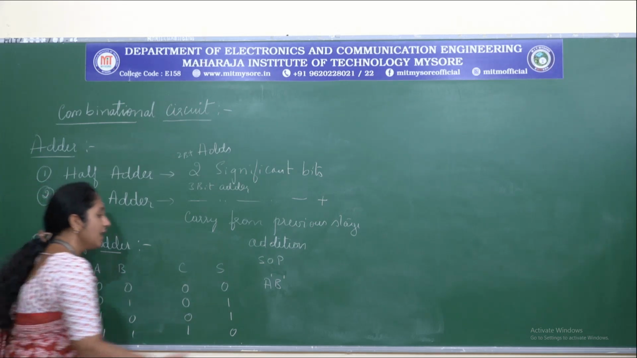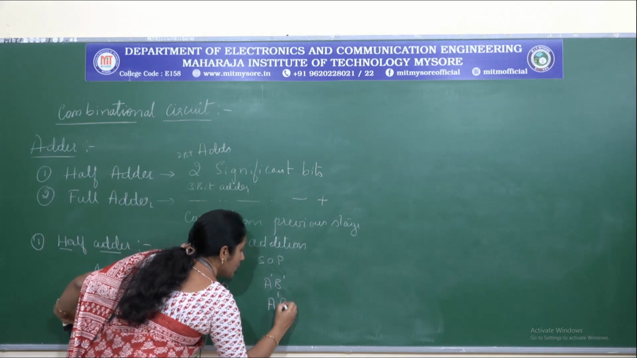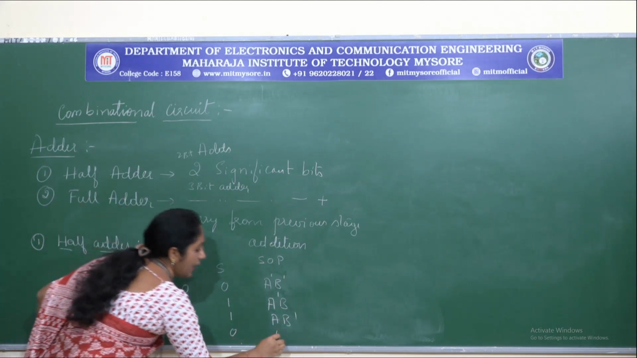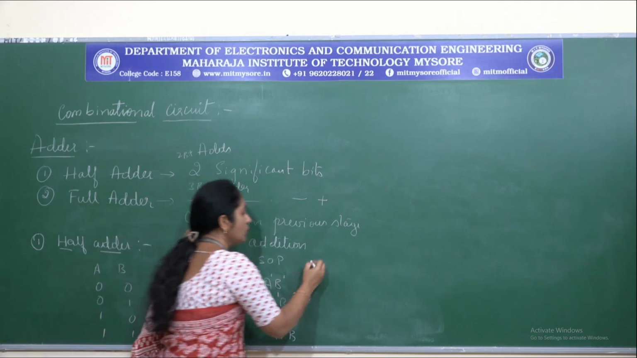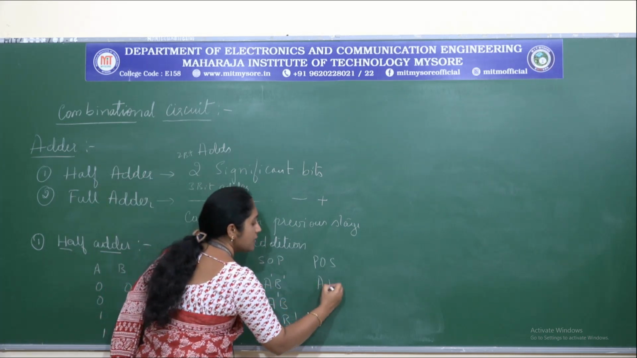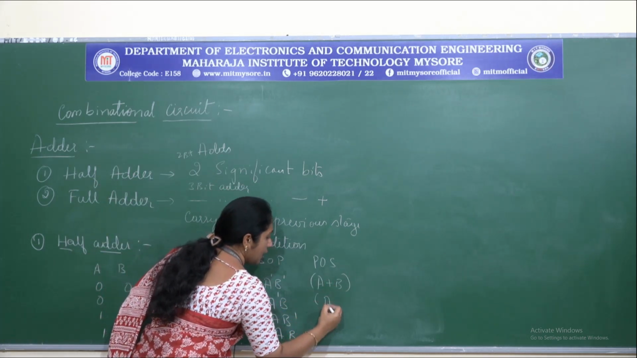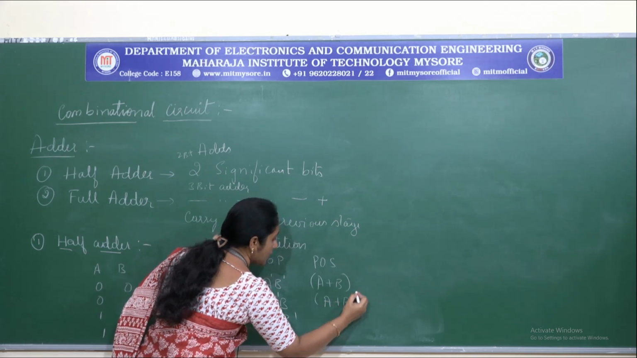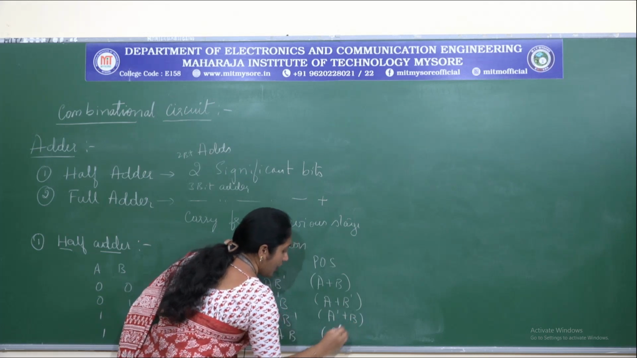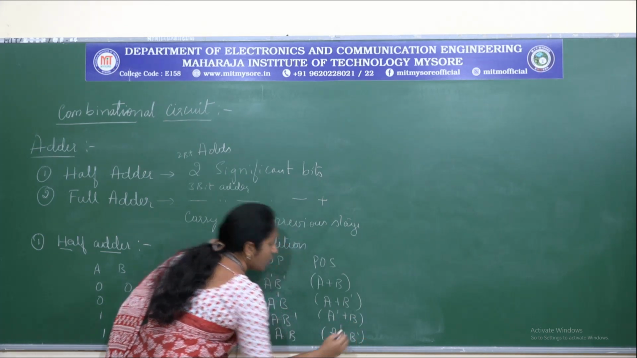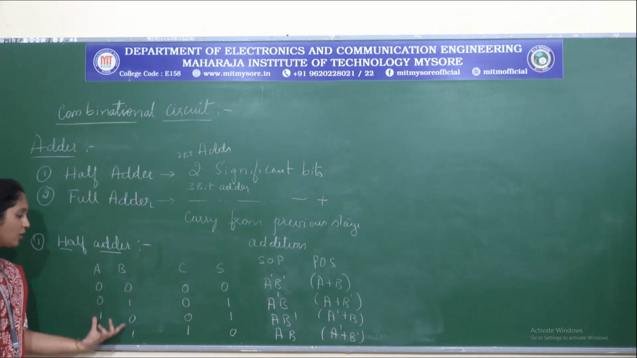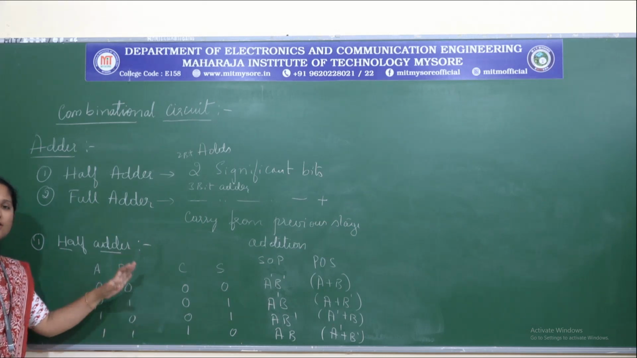Now the next combination is A dash B, next is A B dash, last one is A B. And coming to the POS expression for all these, let us write A plus B, next is A plus B dash, A dash plus B, last one is A dash plus B dash. Now let us write expressions for sum and carry.